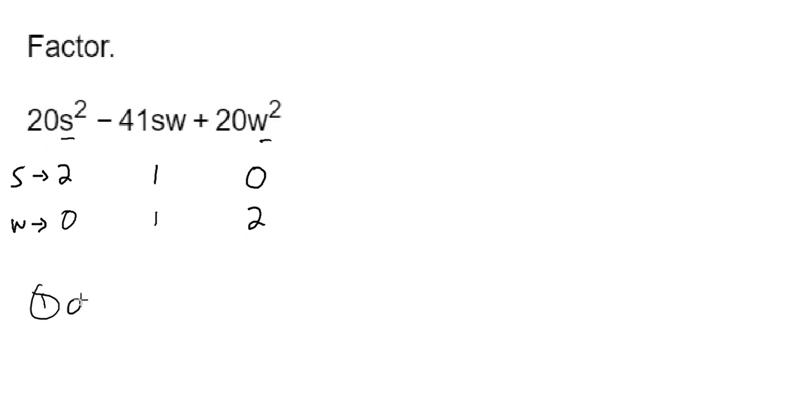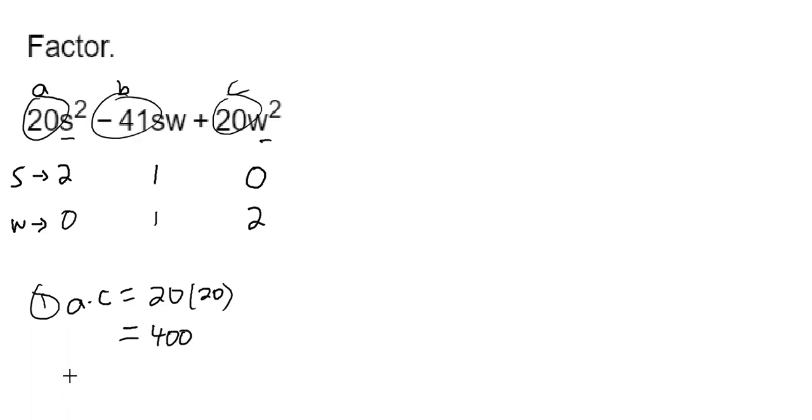So step 1, A times C is going to be 20 times 20. Right? So this is A, this is C. And again, you just grab the number. You don't grab the variable part. Just the number is what A and C are equal to, the coefficient. And so 20 times 20 gives me 400. B is equal to negative 41. So we need two numbers that multiply to 400, but will add to negative 41.